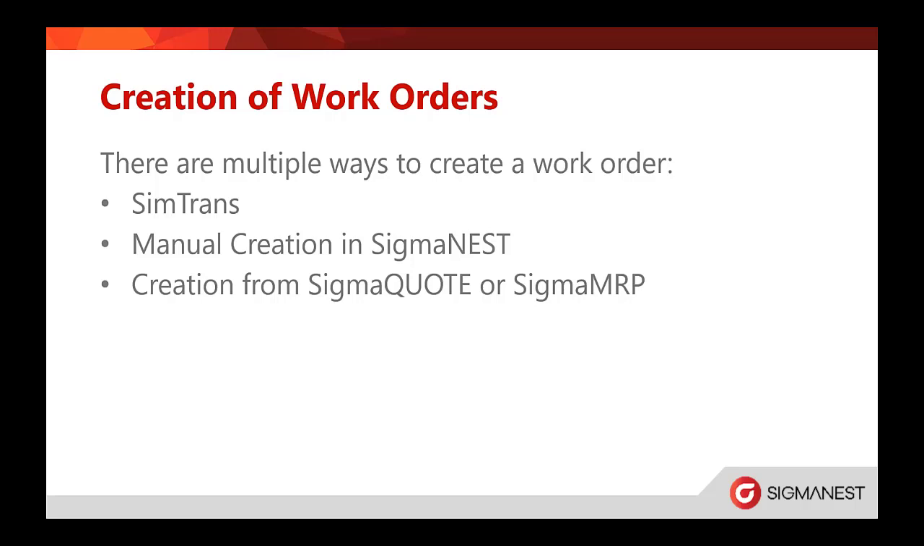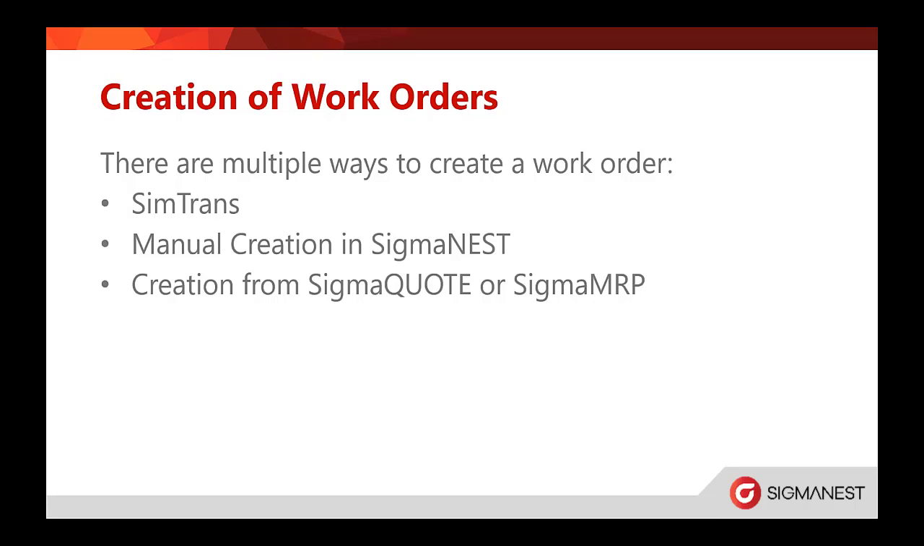The next option we have is our manual creation inside of SigmaNEST. So this manual creation is going to be a little bit more tedious than using SimTrans, which is automated. So the manual creation inside of SigmaNEST is going to be pretty straightforward. You'll bring in the parts and then assign those parts to a work order. We'll go more in depth on this later. But with the manual creation, you will be creating one work order at a time, whereas again with SimTrans, it's going to be automated and can create a lot of work orders at the same time automatically.